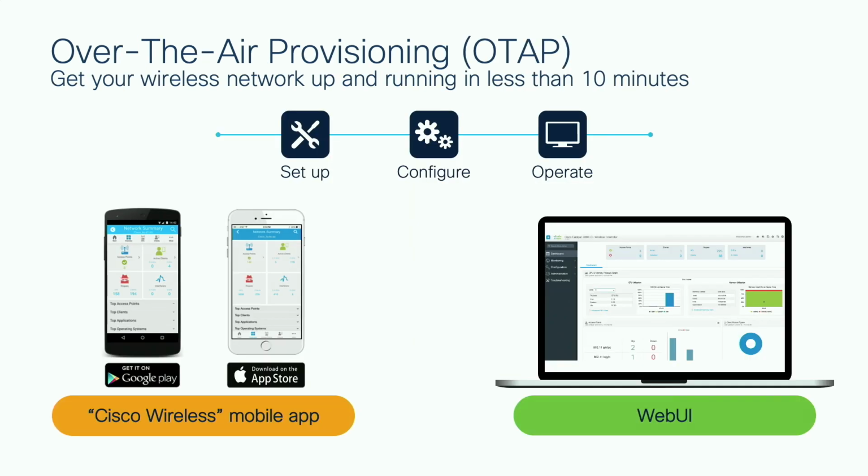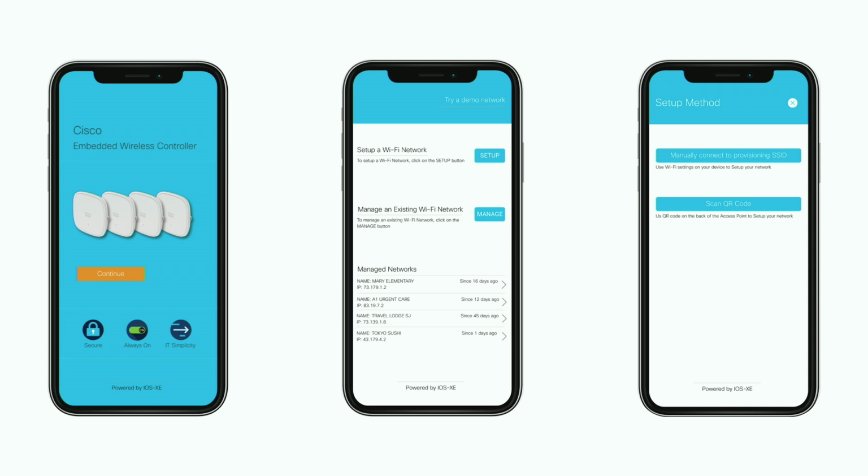Now using a mobile app on an iOS device or Google Android OS, I can click on setup, click on configure, and start operating. Or I can use a web UI to go to the day zero screens. Let me show you what the mobile app looks like. You can click on continue. You get 2 options: setup, if it's a new setup, or manage if it's your existing setup. Once you click on setup, again it asks you 2 options.